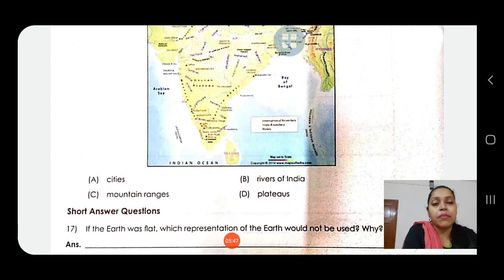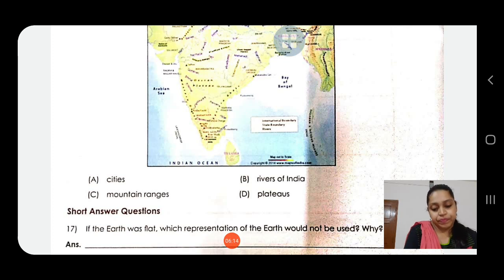Cities, mountain ranges, rivers of India and plateaus. What are not mentioned in the map? What is it? Children, can you tell me? It's a homework. Okay, you write yourself. What is the answer? You do this for homework. Which of the following are not shown on the given map? This you do for your homework. Okay, children, so question 16 will be a homework. You just do it in the book itself.